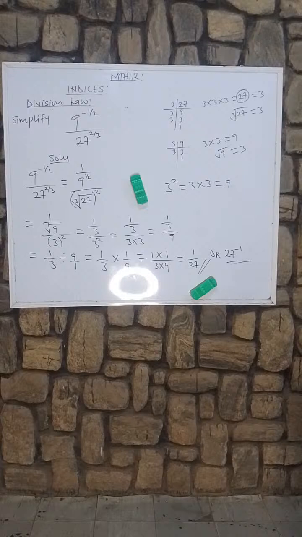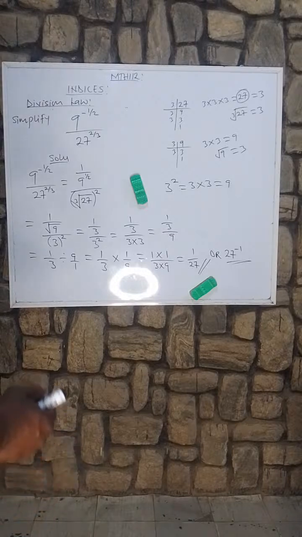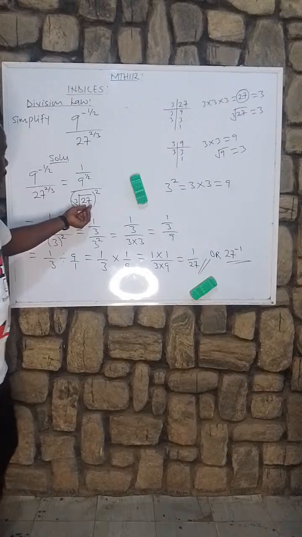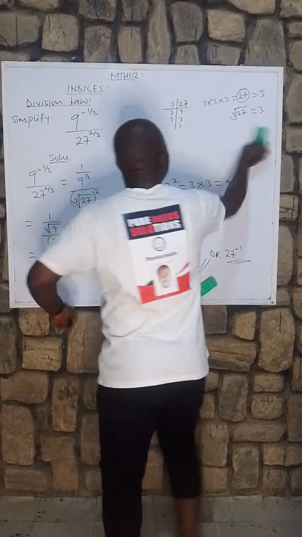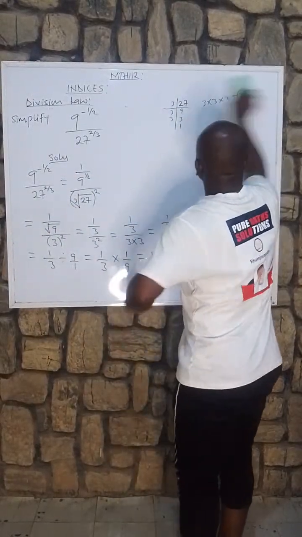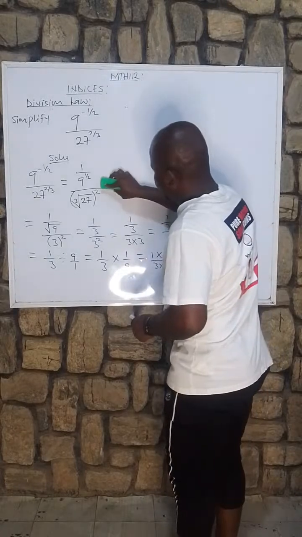Question? Yes or no? Okay. How did you get 3 raised to power 2? It's okay. Let's look at it together. I was trying to explain this now for you. Look at it here. I said, listen. Let me take it all over again. Listen.